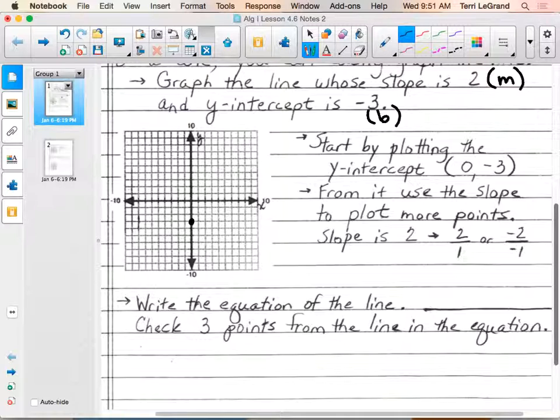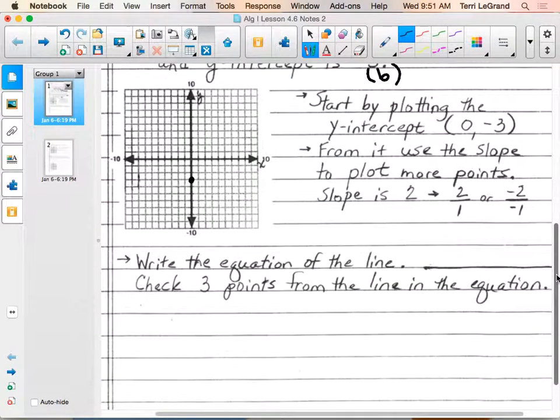Now hear me on this. When you use the x and y-intercept method, you can get by with just doing 2 points. When we do the slope-intercept form, I'm setting a standard of a minimum of 3 points. You can make more, you can make less. So 3 points is your minimum that you're going to use to help you get a good graph, okay? From that point now, we use the slope to plot more.